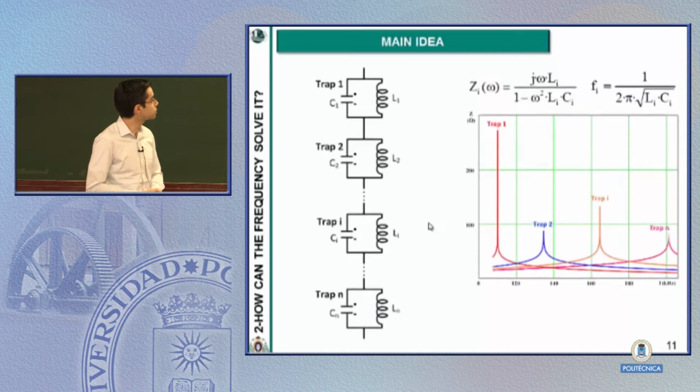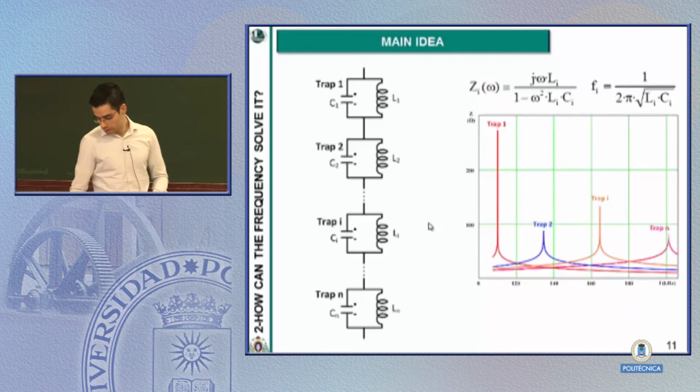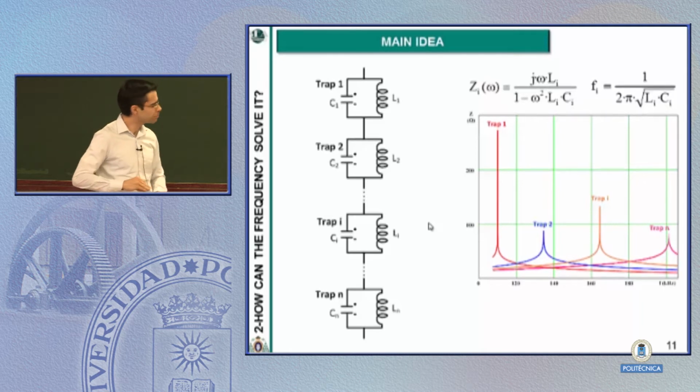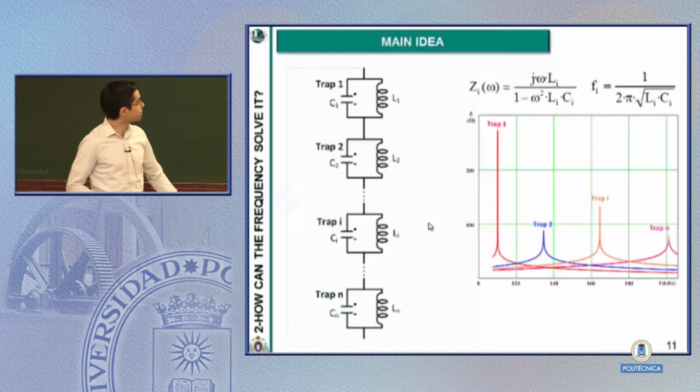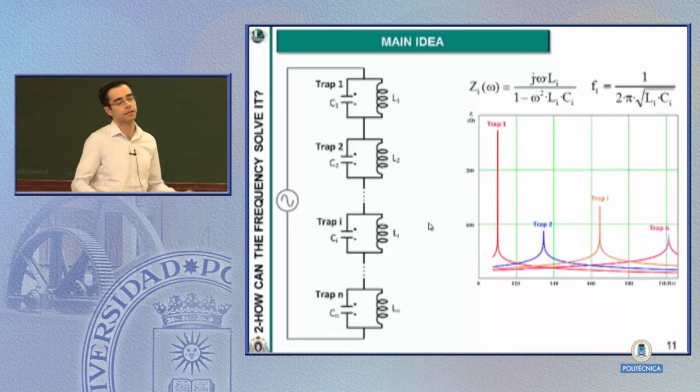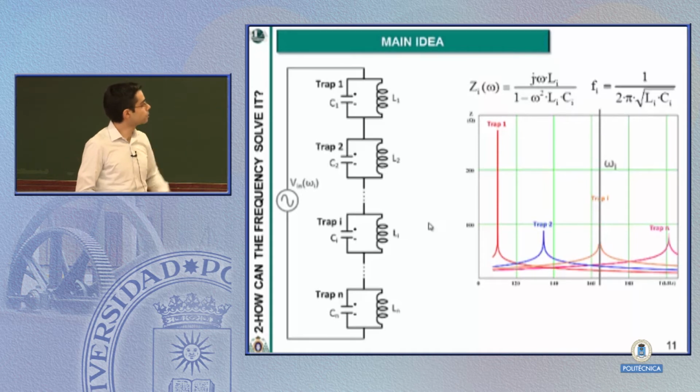We would have a situation like this one. None of these traps have the same resonant frequency. So now let's apply a sinusoidal voltage to the string of traps, and let's say that the frequency of this sinusoidal voltage is equal to the resonant frequency of one of the traps. For example, trap I. We would be over the gray line in the slide, in that picture on the right-hand side.